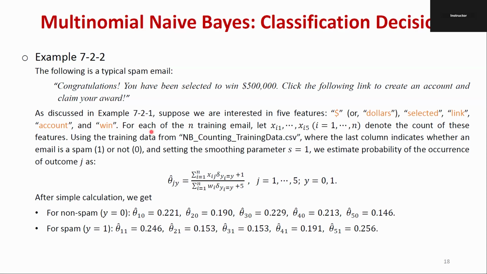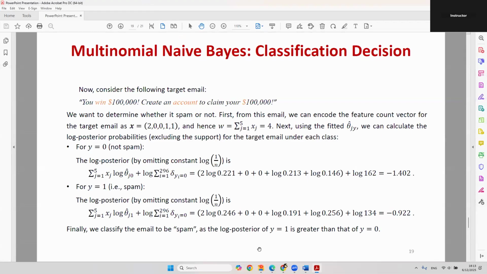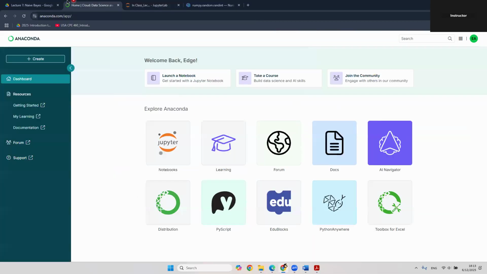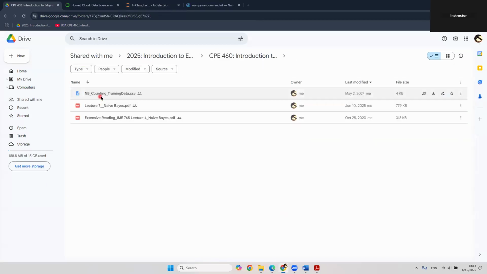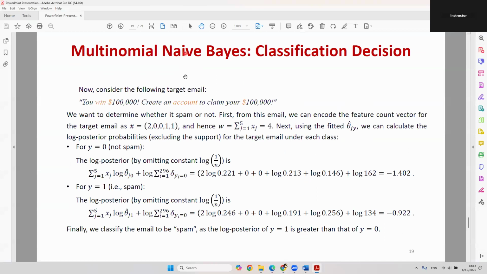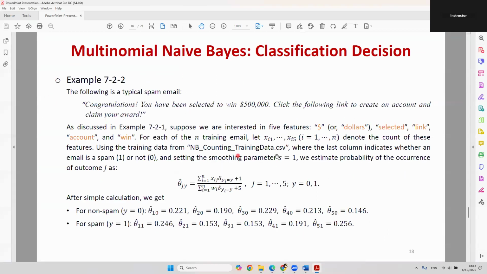Now, for each of the n training emails, let x_i1 to x_i5 denote the count of these features. The data is uploaded in the class folder. You go to lecture 7 and it's right here.